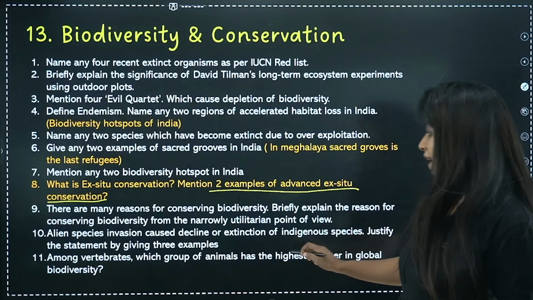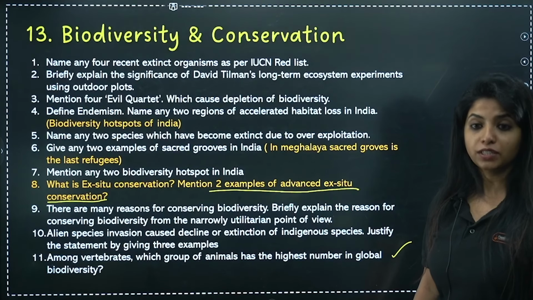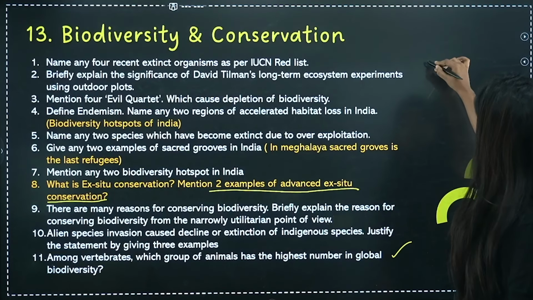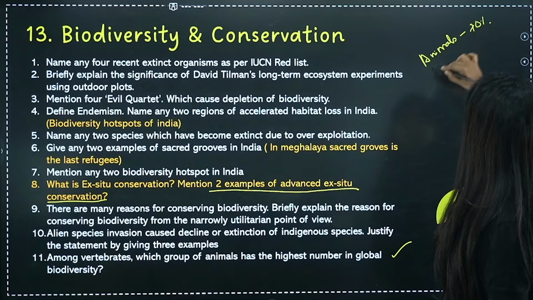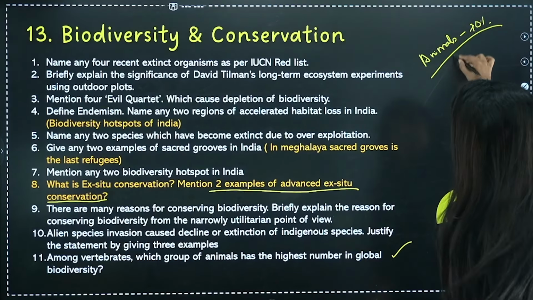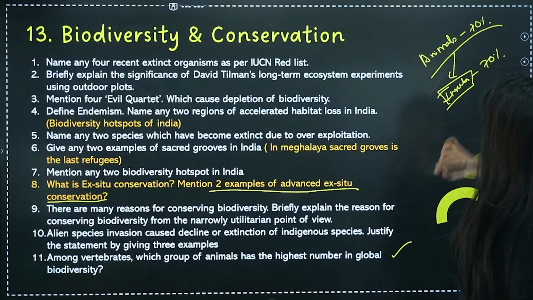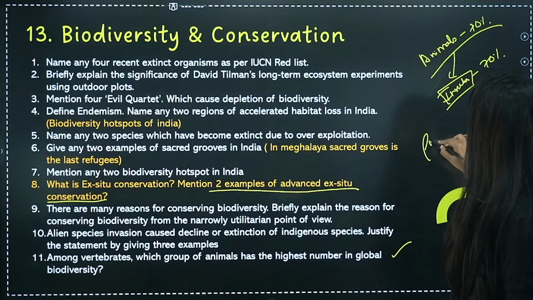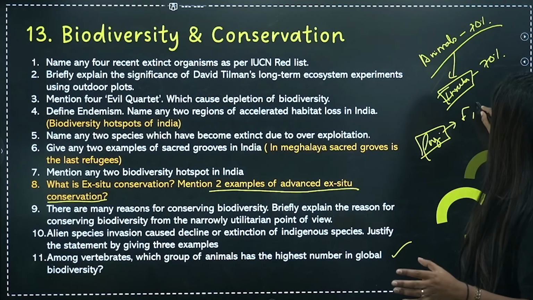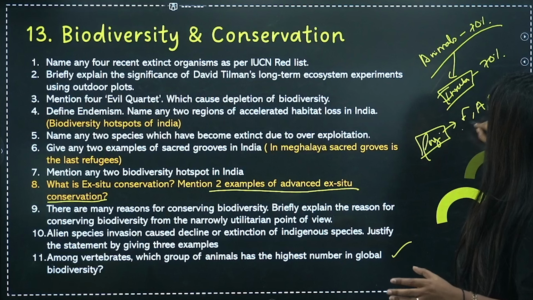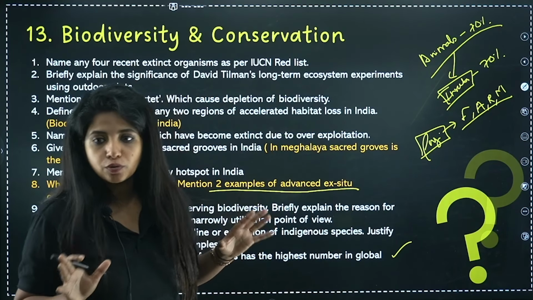Among vertebrates, which group of animals has the highest number in global biodiversity? It is the fishes, but it's not just that. Please always remember that animals occupy 70% of the entire thing. And in animals, insects are the ones. They come under invertebrates, but insects are the ones which occupy 70%. And if you talk about fungi, the vertebrate population is a total combination of fishes, amphibians, reptiles, and mammals. Go through that pie chart image. It is super, super, super important.